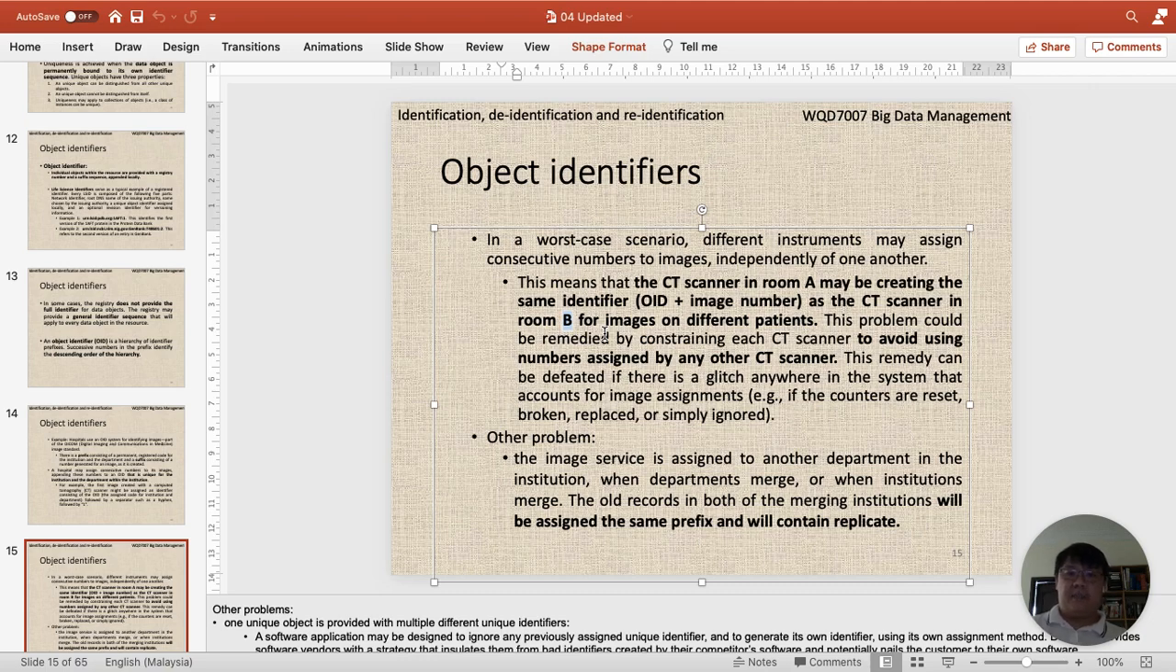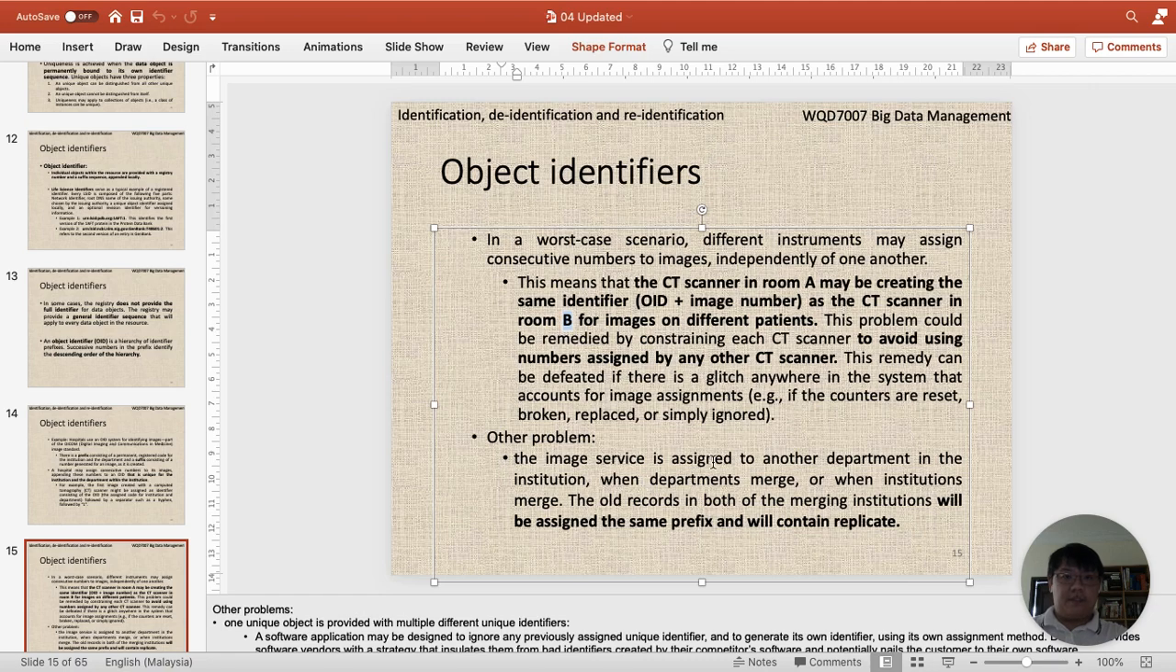So the first 10 images from room B, the identity is actually duplicating with the 10 images in room A. So that's the problem if your object identifier is not designed carefully. Of course, over here the easy solution is you add the room as part of your identifier as well. Right. So this is how you can design your object identifiers.